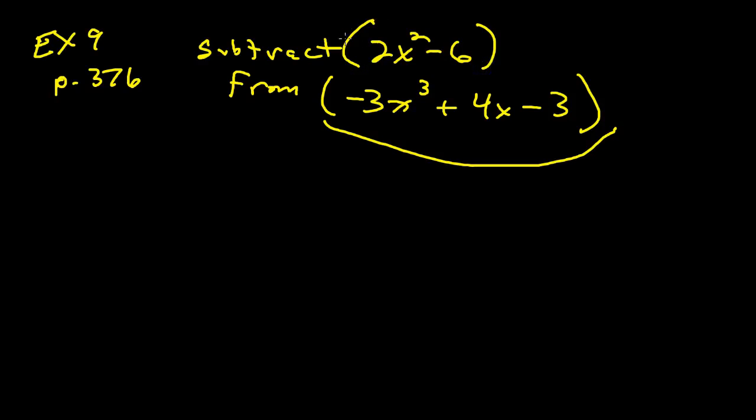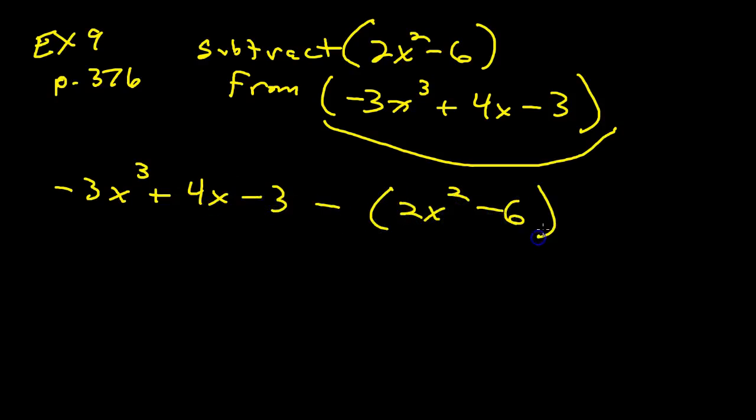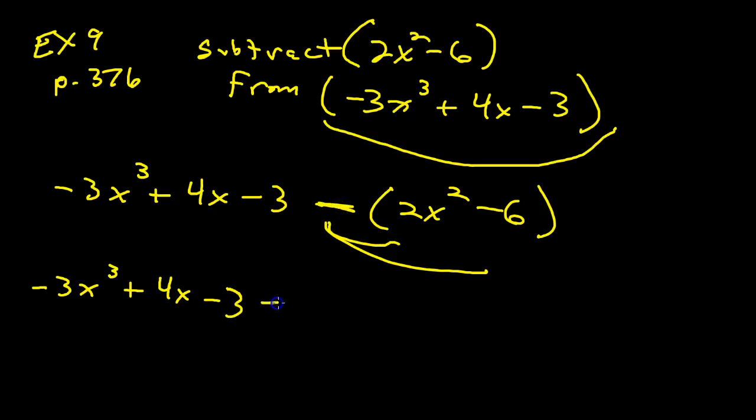So I'll put a negative sign in front of that 2x squared minus 6 polynomial. Let's start with this then, minus 3x cubed plus 4x minus 3. And from that, I want to subtract 2x squared minus 6. Again, I won't use the column method here. What I'll do is distribute that negative sign to that second polynomial. I'll get a minus 2x squared, and minus 6 is plus 6.